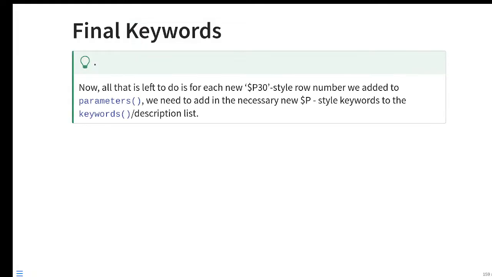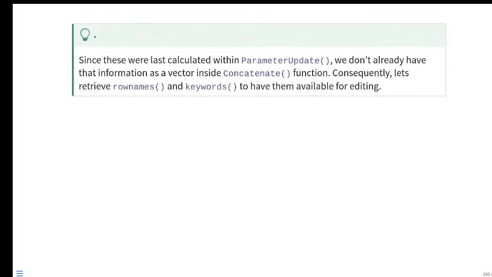Alright, now all we need to do is, for those last few P row numbers that we added, add in the necessary P-style keywords to the keyword description list so that they're fully compatible with the commercial software. So, since we had calculated those out via parameter update, we don't have that information as a vector within the concatenate function itself. So consequently, we're going to need to retrieve the row names and the keywords so that we're able to have them available when it comes time to editing.